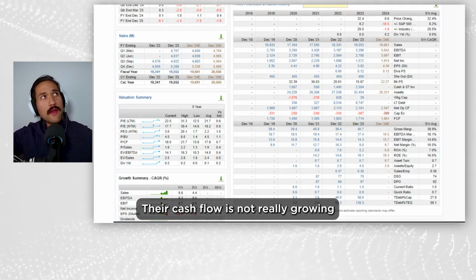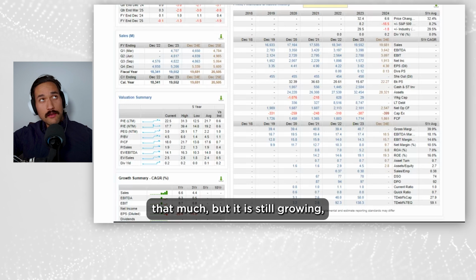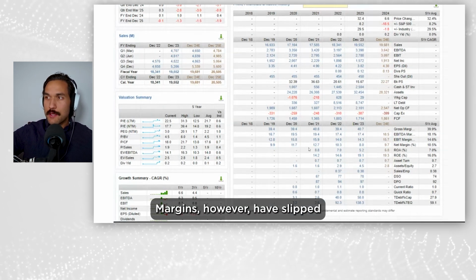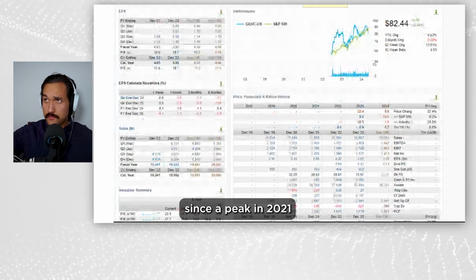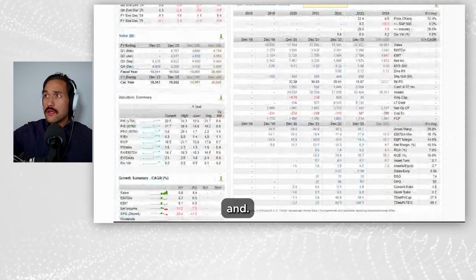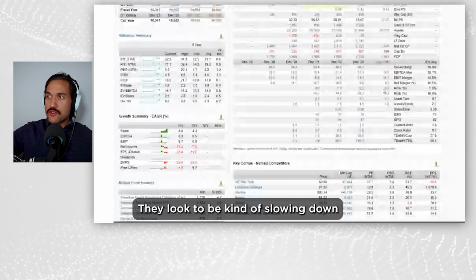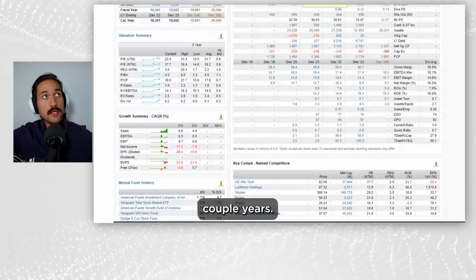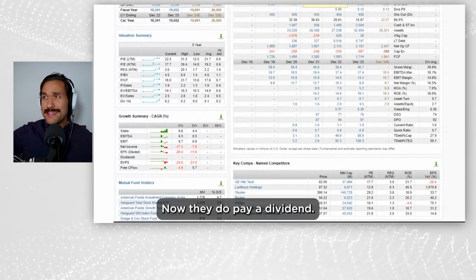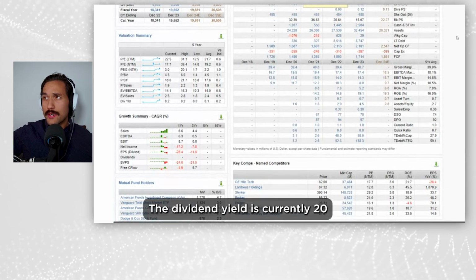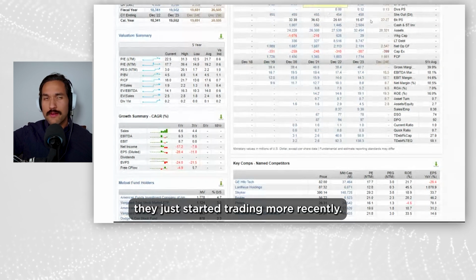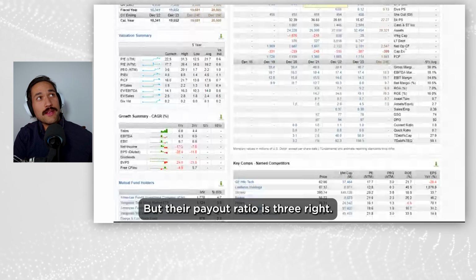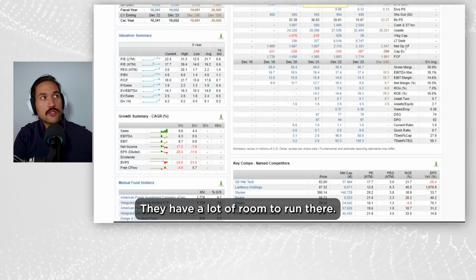Now, cash flow is not really growing that much, but it is still growing, still trending in the correct direction. Margins, however, have slipped since a peak in 2021, and they look to be compressing even more aggressively in the past couple years. Now, they do pay a dividend. Their dividend yield is currently 20 basis points, but again, they just started trading more recently, so there's not a long-term track record of a dividend being paid, but their payout ratio is 3, right? They have a lot of room to run there.